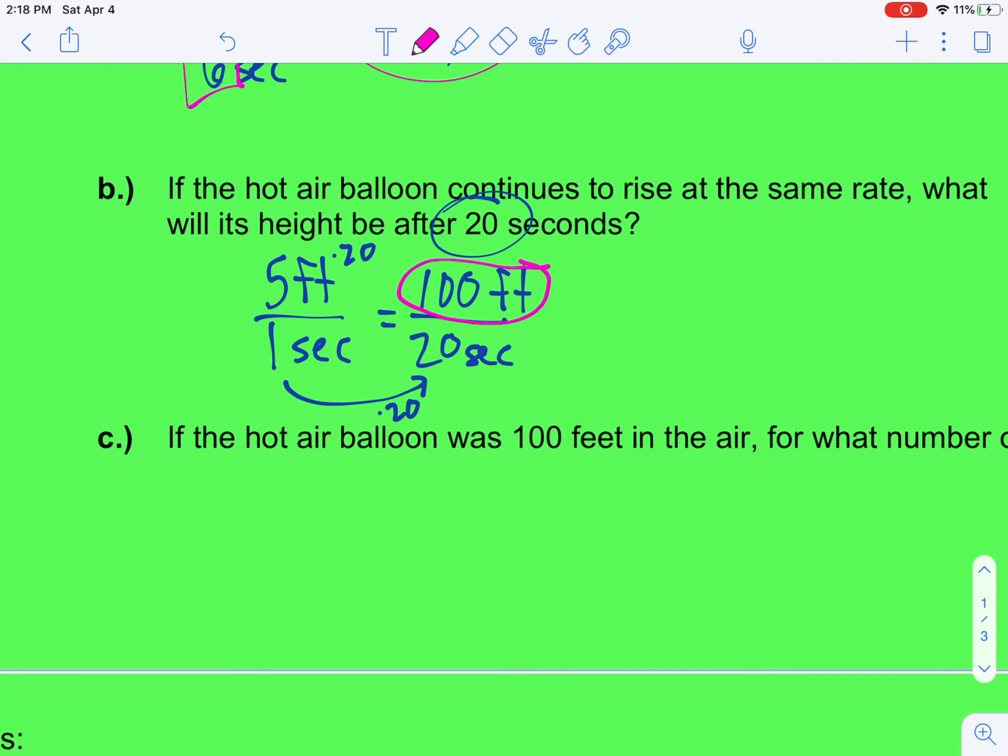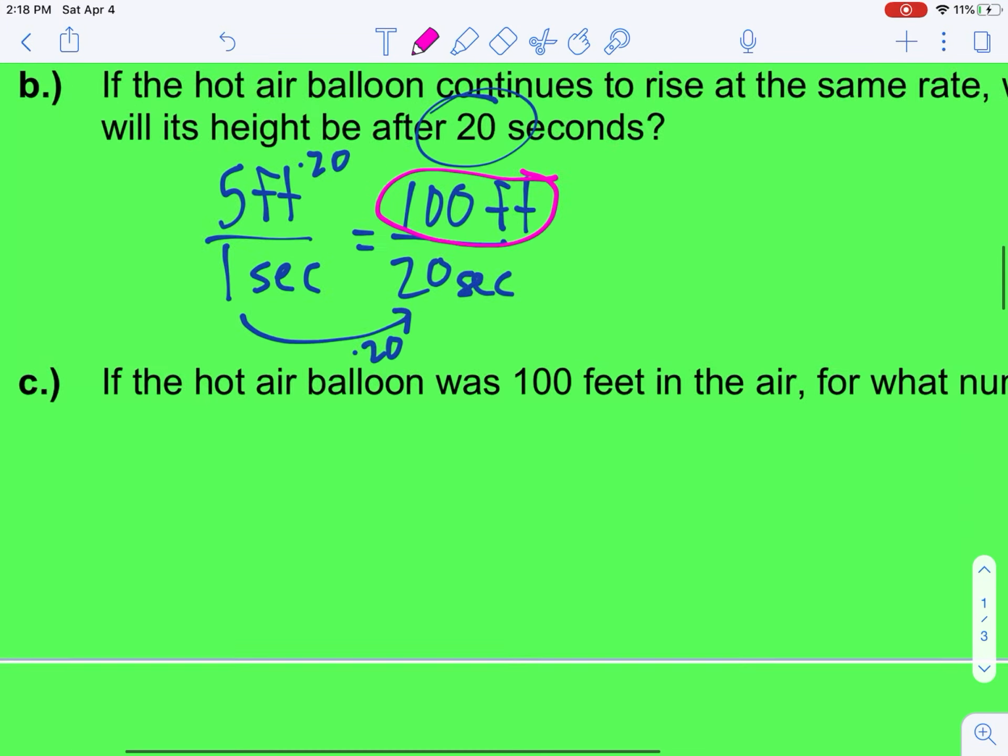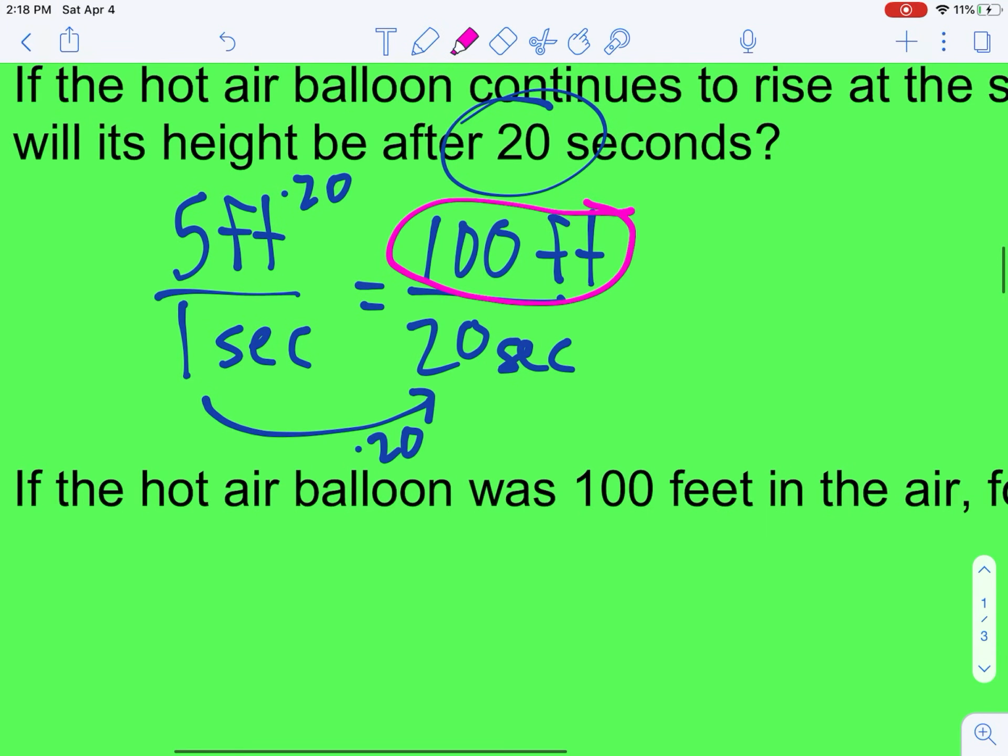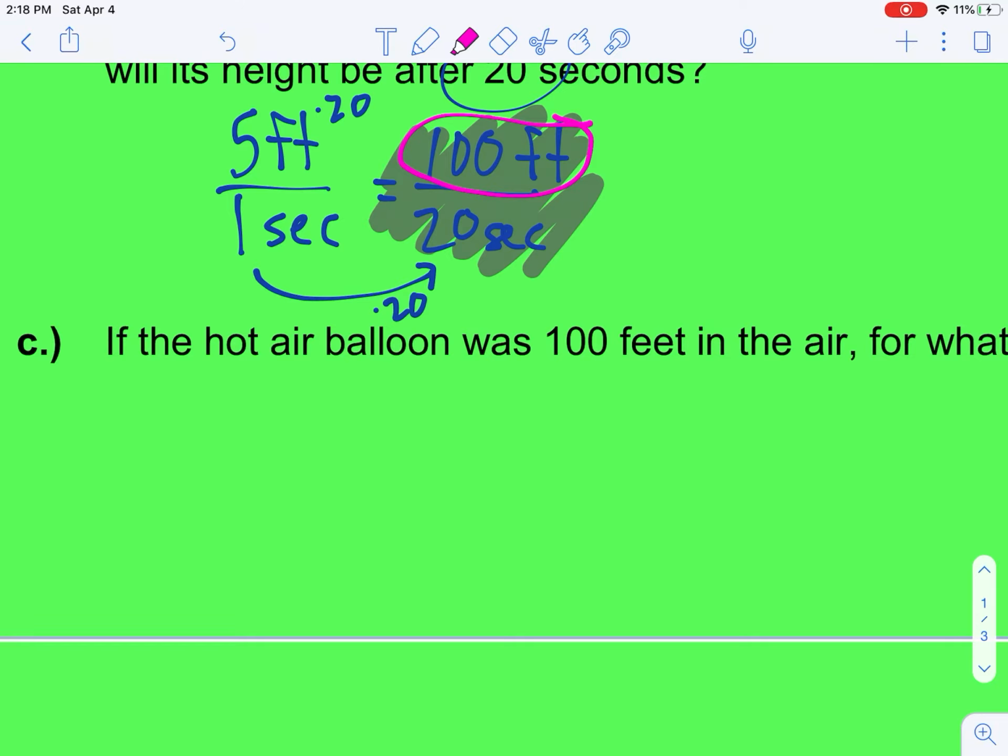Letter C. If the hot air balloon was 100 feet in the air, for what number of seconds was it in the air? Well, if we take a look at our last example, it pretty much tells us right here for us. So I have 100 feet in 20 seconds. Okay. So it's going to be 20 seconds. Our answer is going to be 20 seconds.